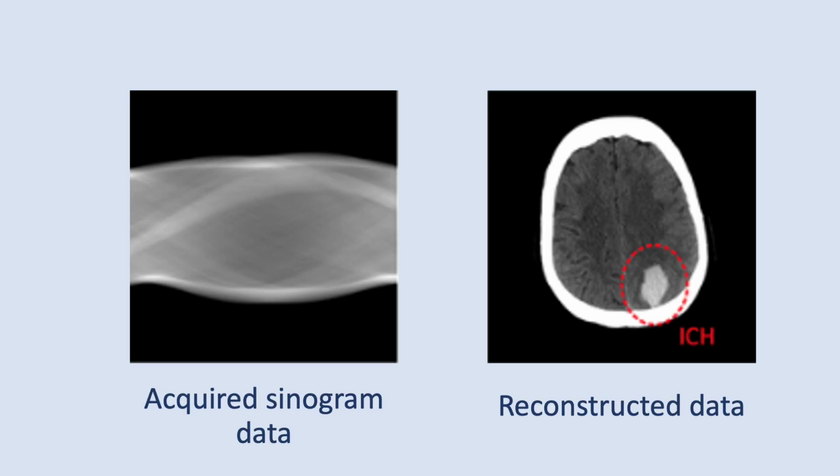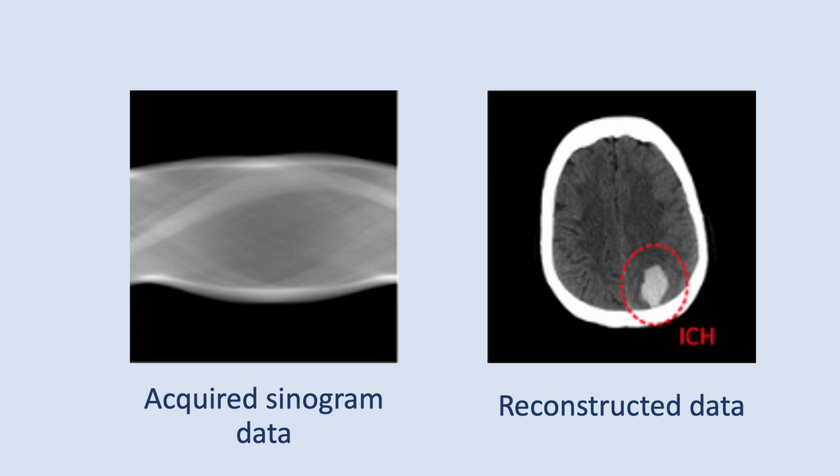If we look at the raw data that comes out of one of those machines, what we're getting are these little linear lines that are sinusoidal almost, and you put those all together and you get what's called a sinogram. That's what we have on the left. That's actually the data that we're acquiring.